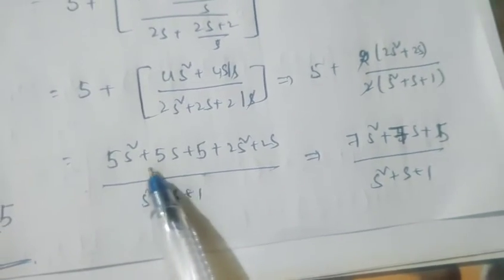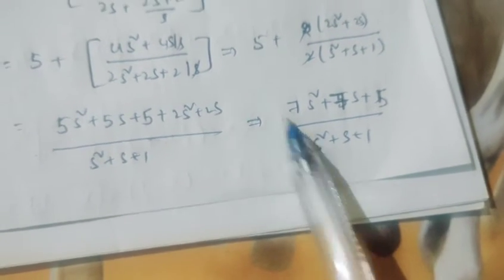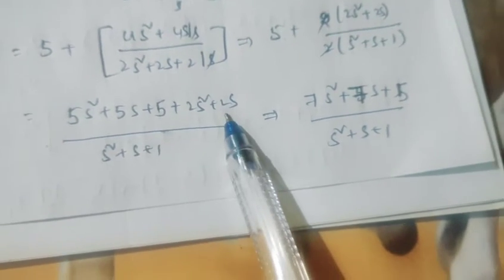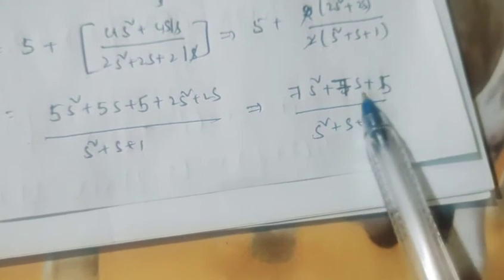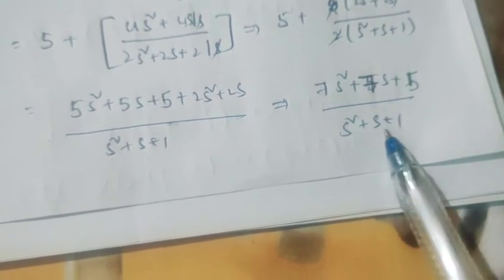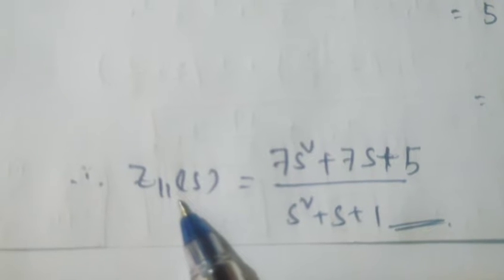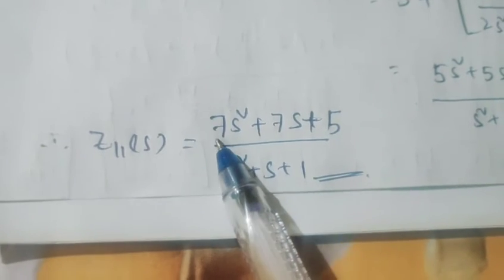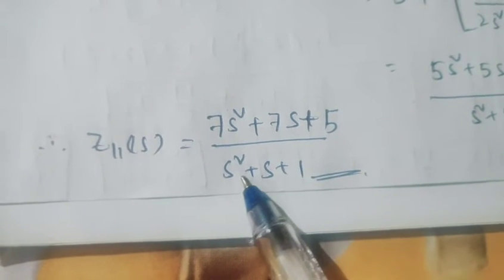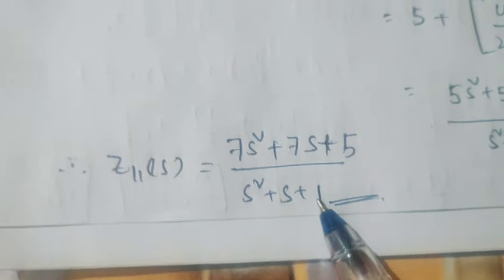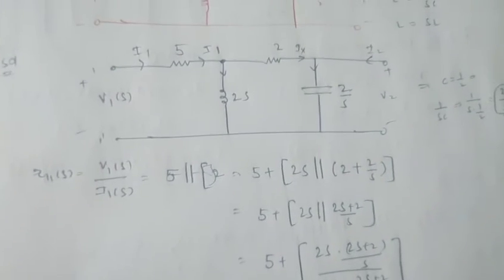Upon solving this, we get 5S square plus 2S square, which means 7S square, plus 5S plus 2S, which is 7S, plus 5, by S square plus S plus 1. So the total driving point impedance Z11 of S is equal to 7S square plus 7S plus 5 by S square plus S plus 1. Okay, this is the way we find the driving point impedance.